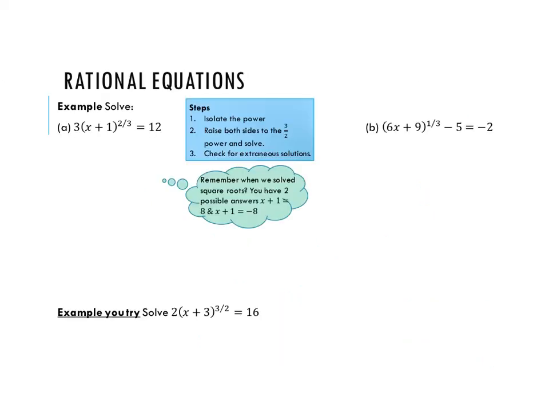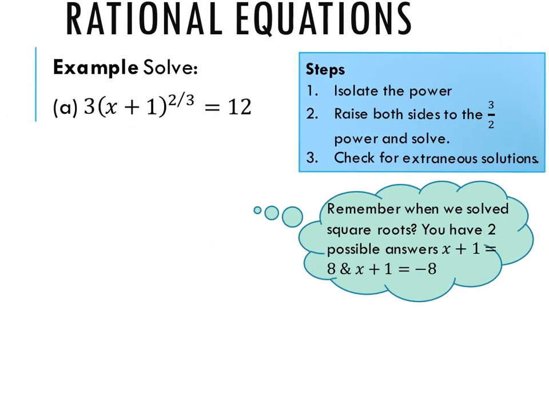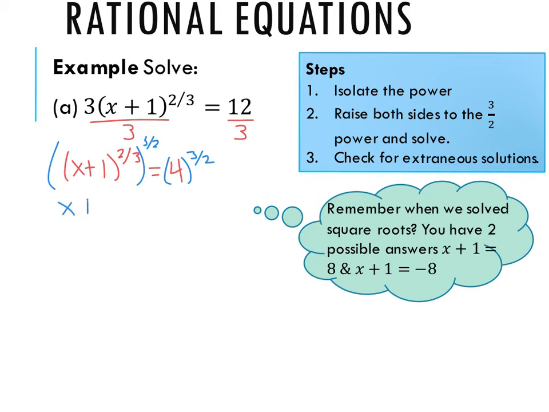So if we look at our next type of problem, now we're going to be looking at a rational exponent problem. Notice our first step is to isolate the power. So in order to get the power completely alone, looks like we're going to divide both sides by 3. So we'll have x plus 1 to the 2/3 power equals 4. What we will do next is raise both sides to the reciprocal power of 2/3, which would be 3/2. And we're going to simplify. We know 2/3 times 3/2 is just to the first power, so we'll have x plus 1.